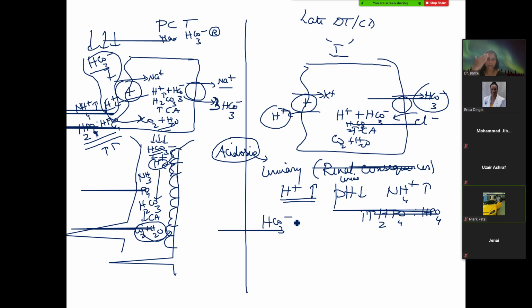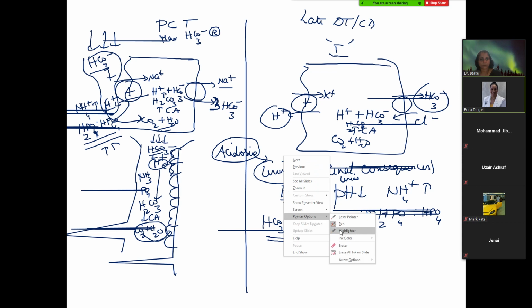What will happen to bicarbonate in the urine? It's going back into the cell, so it decreases excretion. Remember, this is urine. So bicarbonate excretion in the urine will be less. So that's in acidosis.